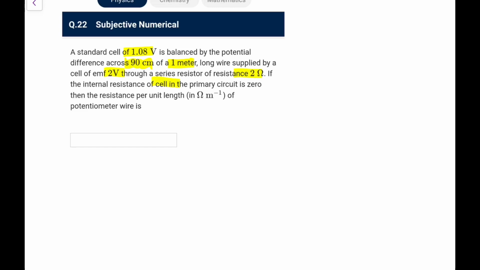If the internal resistance of the cell is 0, then the resistance per unit length of the wire will be... So what we can say, 90 centimeters, so 0.9 meter has a drop of 1.08 volt. So the 1 meter complete drop would be 1.08 by 0.9. That comes out as 1.2 volts. So that means the drop across the potentiometer wire is 1.2 volts.